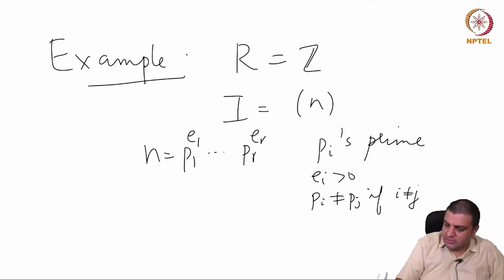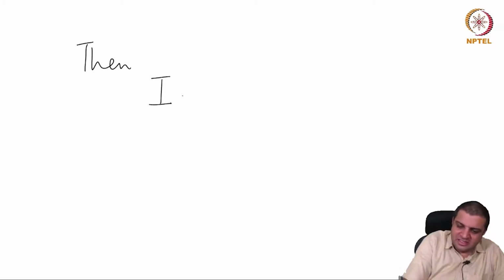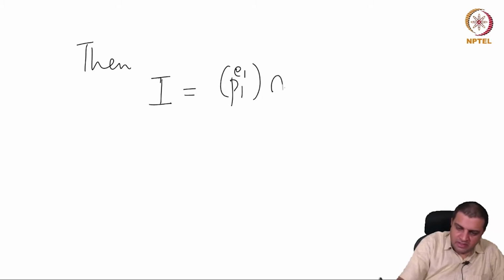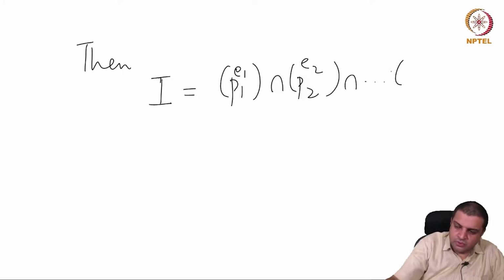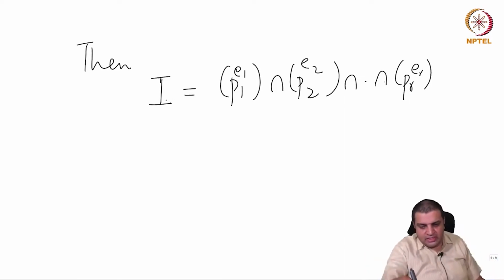Then what is the irreducible decomposition? One needs to check this a little bit, but after we discuss all these things, it will become clear that I is P1 to the E1 intersect P2 to the E2 intersect up to PR to the ER. Okay. So it is easy to check that.